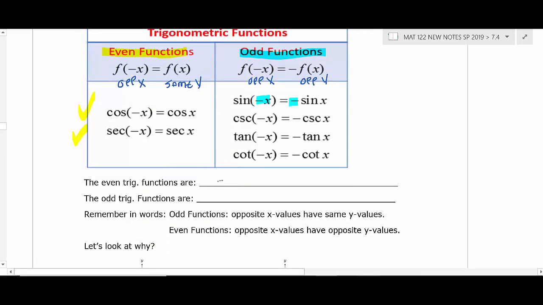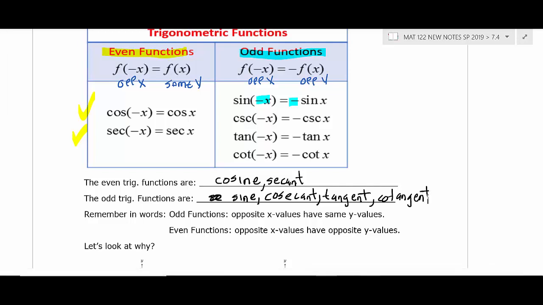All right, so just write this down. It's in the diagram. So the even functions are the cosine and the secant. You can abbreviate that if you want to. The odd functions are the sine, the cosecant, those are reciprocals, and then the tangent and the cotangent. So it's helpful that you remember that, and I think once you learn the graphs of all these trig functions, you'll remember it better. But I'll show you how you can figure this out anyway.